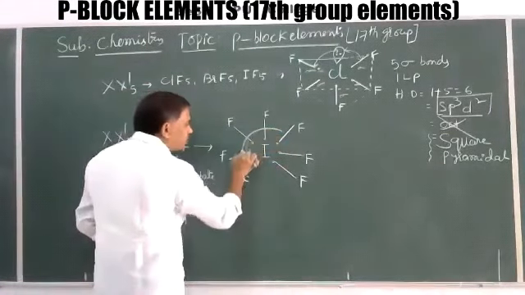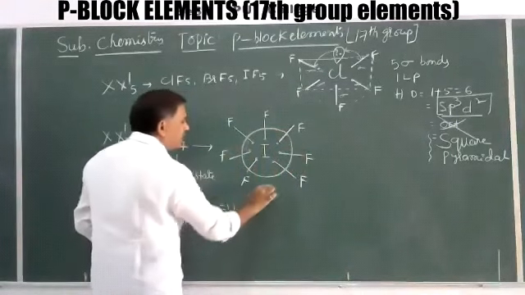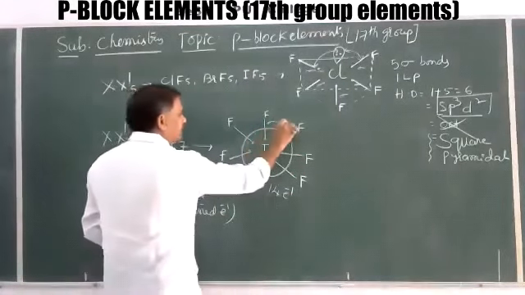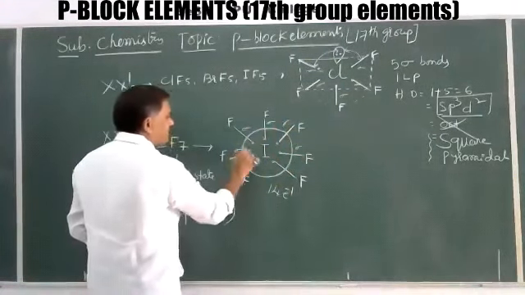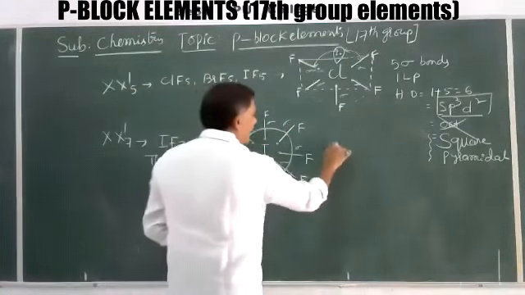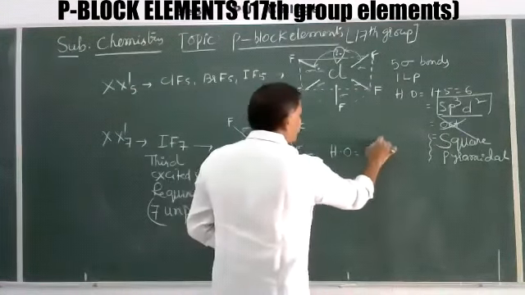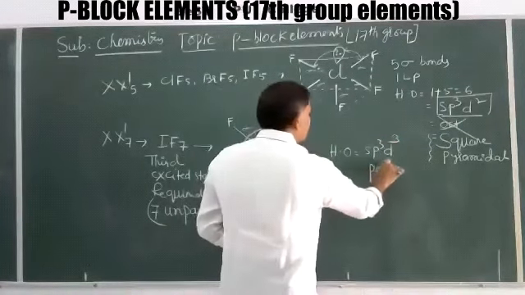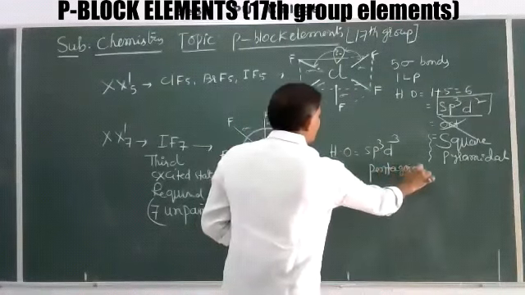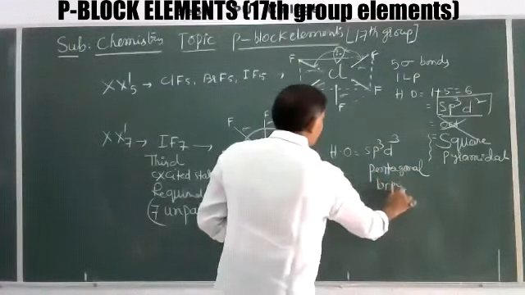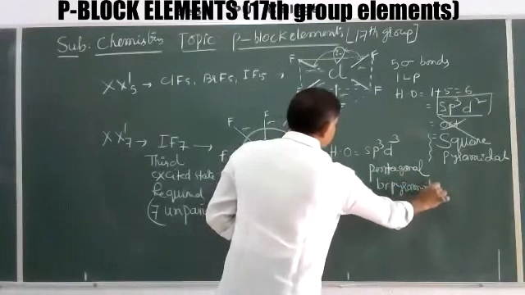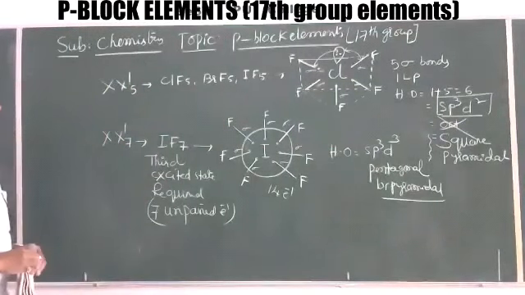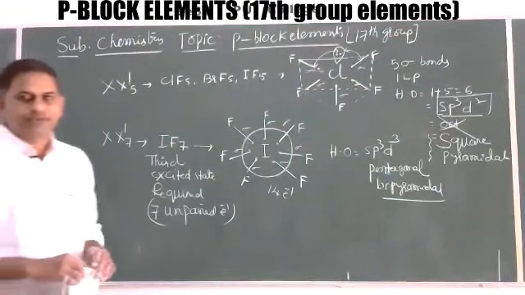Around iodine, total 7 plus 7, 14 electrons are there, which does not obey the octet electronic configuration. Finally, there are 7 sigma bonds, so the hybrid orbitals are sp3d3. Its geometry is a pentagonal bipyramidal structure. Very, very important. These are some important points about the interhalogen compounds.